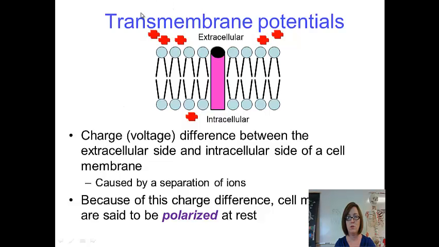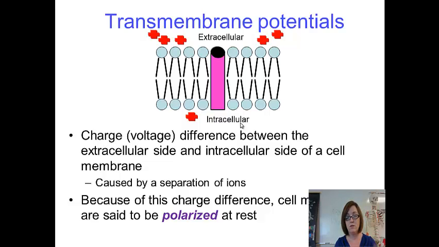So if you look in the picture here, we'll say the top is extracellular, so outside the cell. And this would be intracellular, inside the cell. And if you notice, I have 5 positive ions outside the cell and 1 positive ion inside the cell. So hopefully you agree that there's a voltage difference between the inside and the outside of that cell. The ions carry charge, and so this charge or voltage difference between the inside and the outside is caused by ion separation.